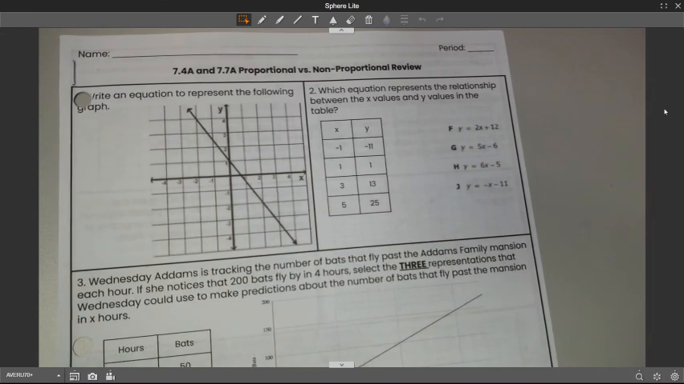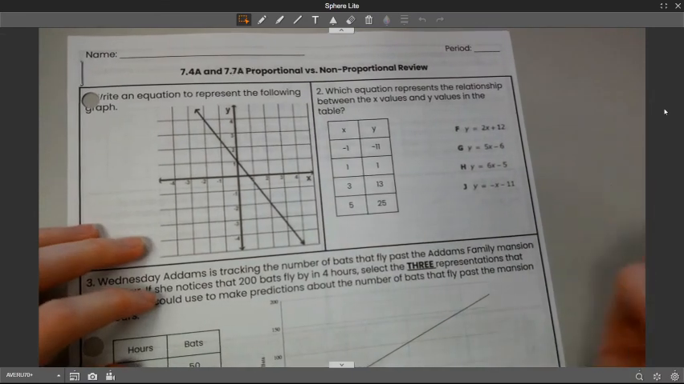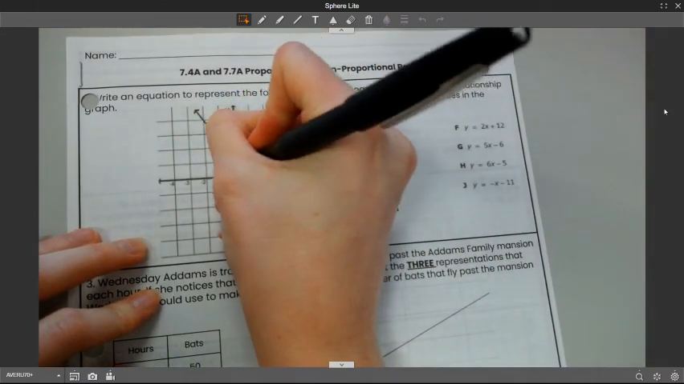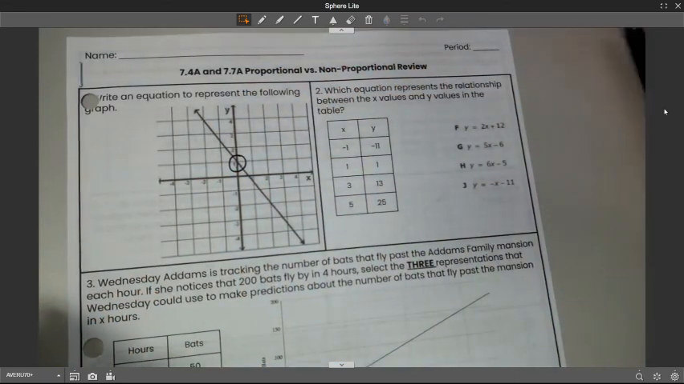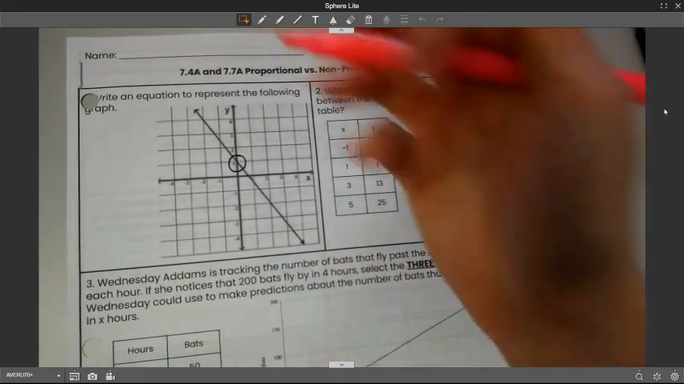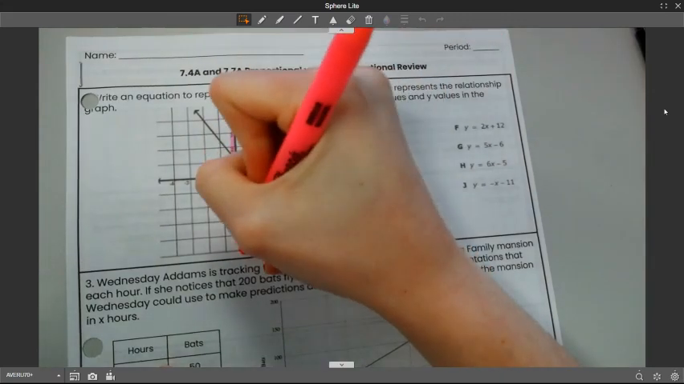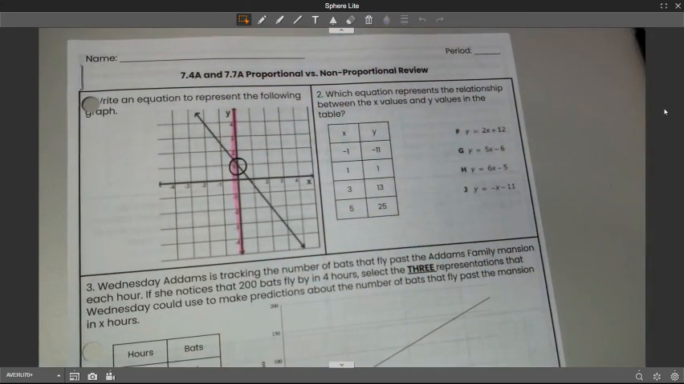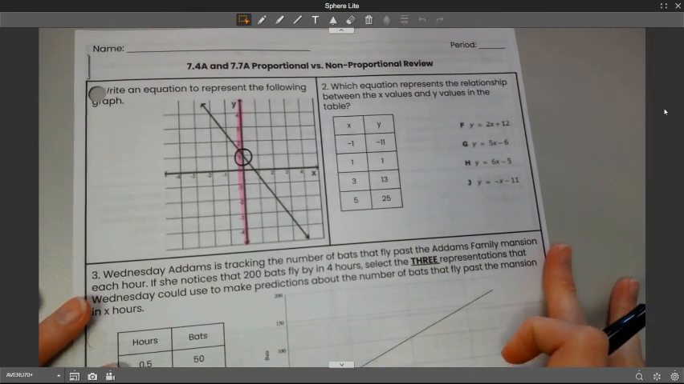All right, write an equation to represent the following graph. So I can go ahead and see that my y-intercept is here where we cross the y-axis. And where we cross the y-axis is at 1. Okay, so that's our y-intercept. So that is going to be our b part of the equation.